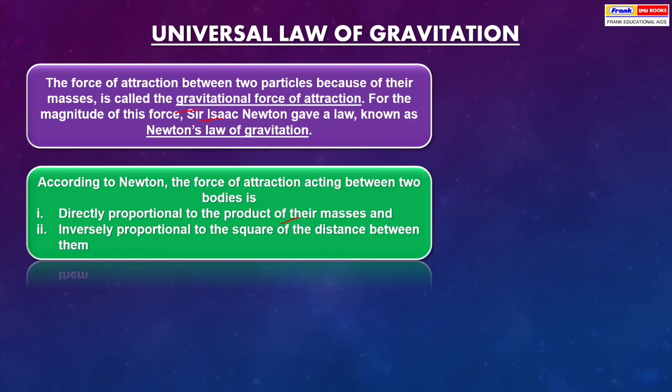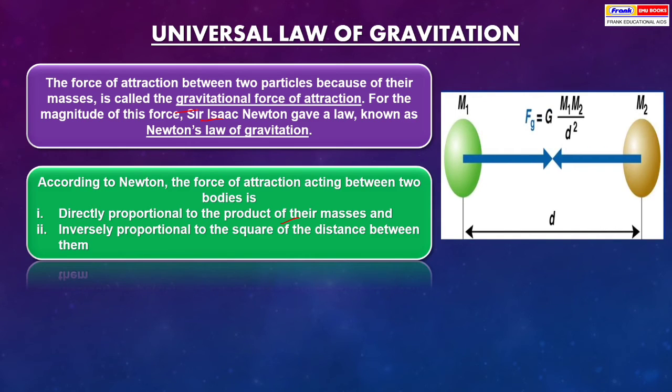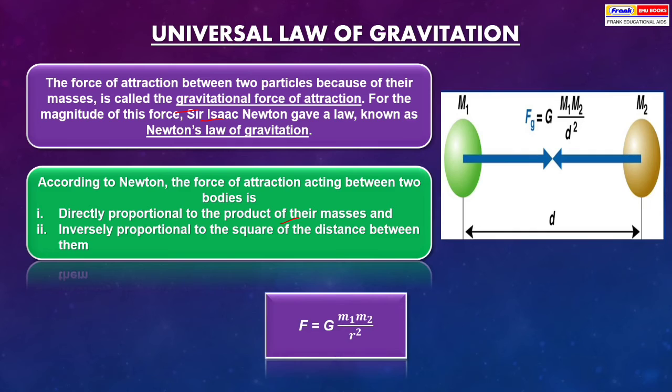It means the larger the distance, the lesser the gravitational force, and the larger the masses, the greater the gravitational force acting on the bodies. You can see here the relation between gravitational force and the mass and distance between two bodies. So hence we get the formula F equals G into m1 into m2 by r square.